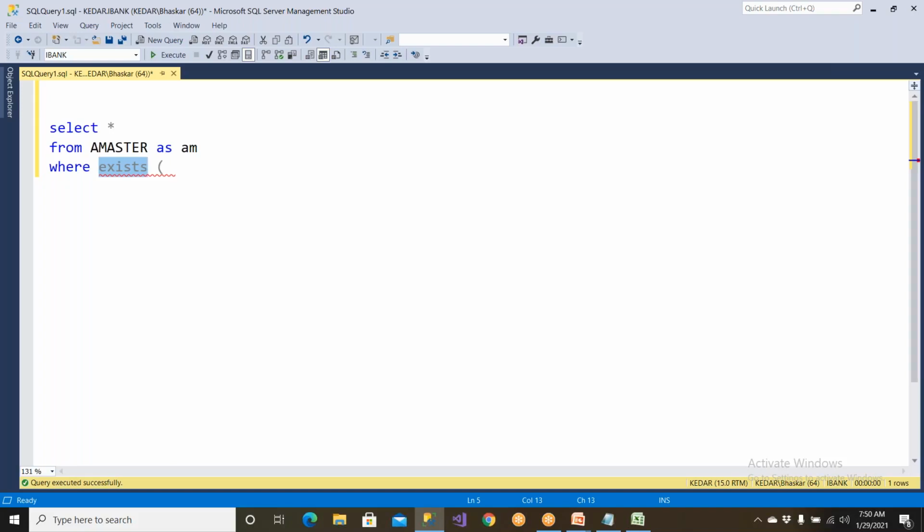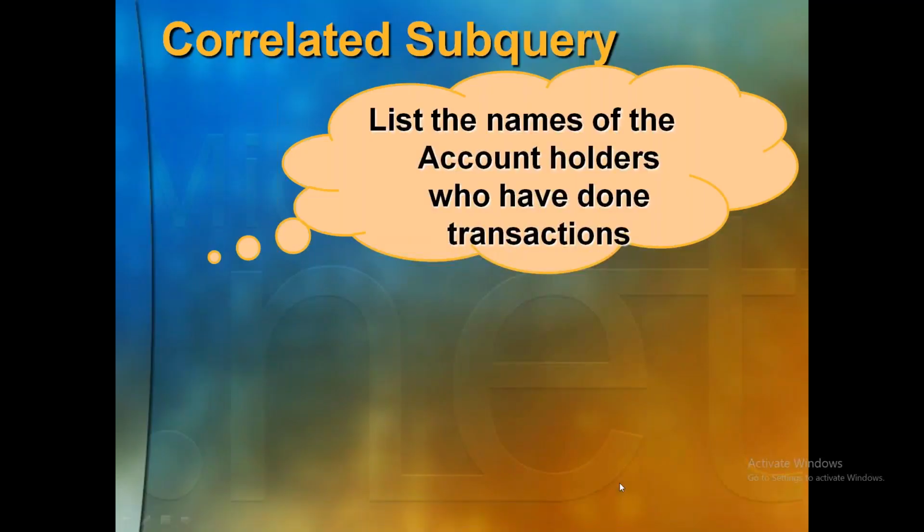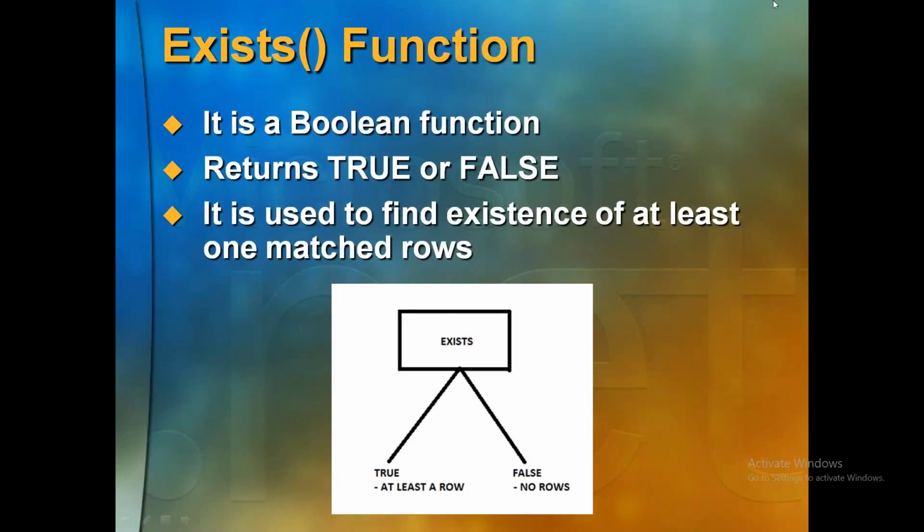So the EXISTS function. I'll tell you something about this function now. It is a Boolean. Boolean means it will give you true or false, only either a true or a false. It is used to find the existence of at least one matched row. If you have at least one row, it will become true. If there is no data, it will become false. That's it, nothing else. That is what the EXISTS function is.